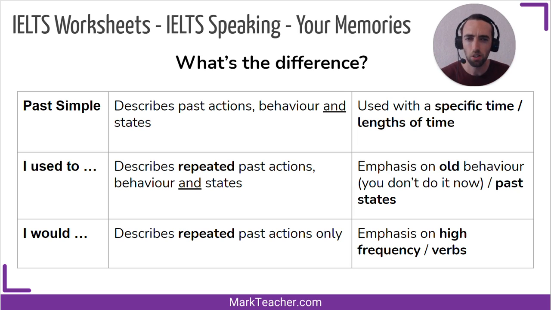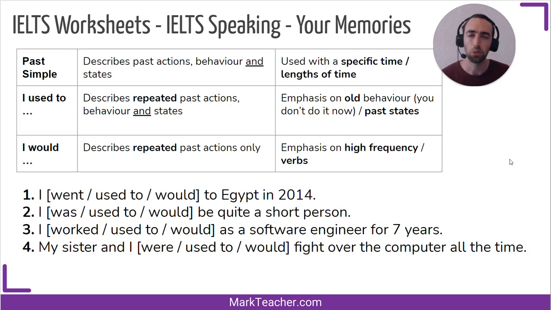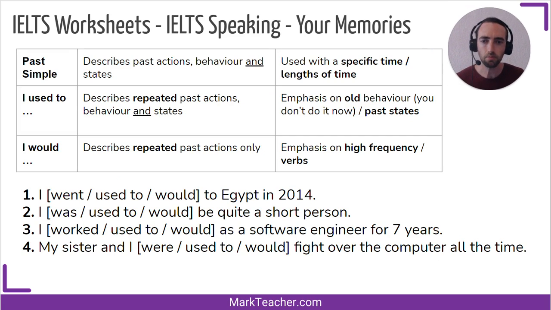So, now you know a bit more about the rules. Let's do a quick exercise. There are 4 sentences, which are sentences about my past and my memories. Choose the correct verb. Number 1. I went, used to, would to Egypt in 2014.